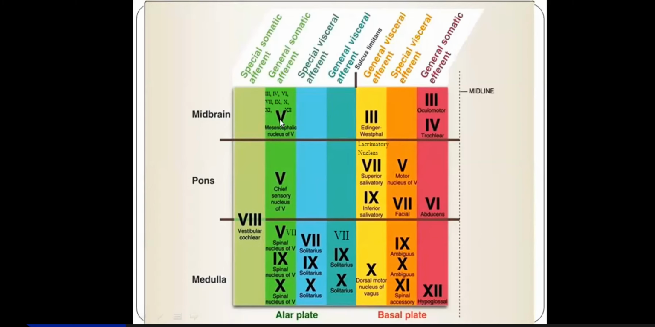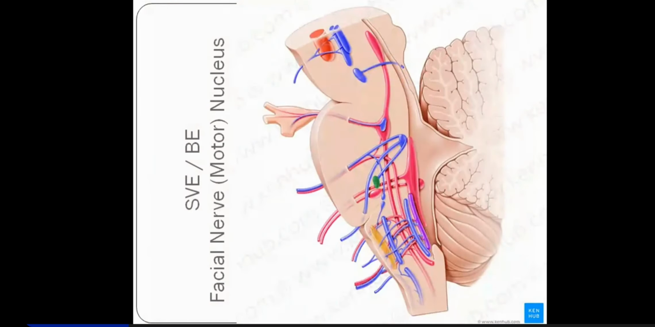And the proprioceptive sensations from the muscles derived from the second branchial arch will be brought here to the mesencephalic nucleus of the trigeminal nerve. Got it? So you'll find the facial nerve is communicating through all these 5 functional columns of the brain stem, except the lateral most. Okay? Are you connected? Raise your hand. Very good.